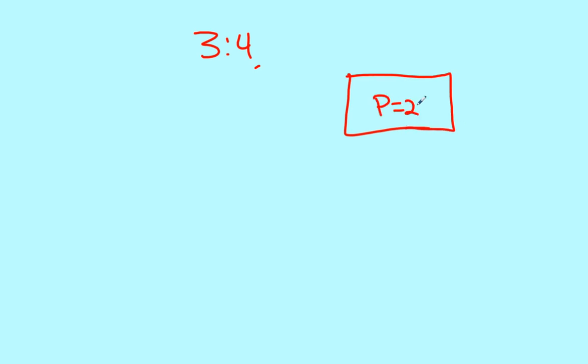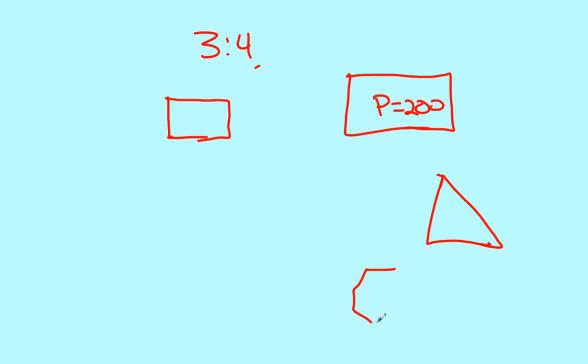So let's see. The scale factor of two similar polygons is 3 to 4. The perimeter of the larger polygon is 200. P equals 200. We want to know what is the perimeter of the smaller polygon. Okay, so it says polygons. This could have been a triangle, or an octagon, or anything. But we're just going to keep it simple. We're just going to say it's a good old rectangle.